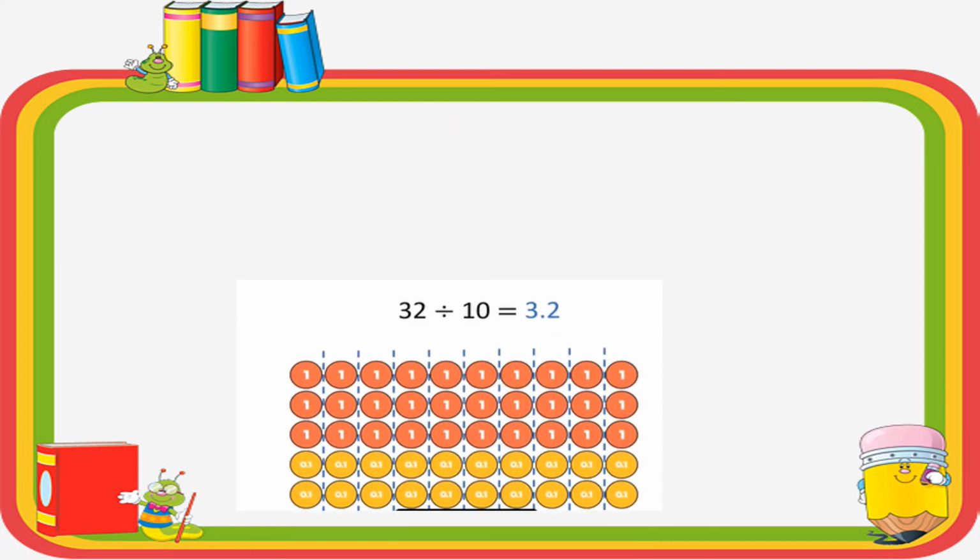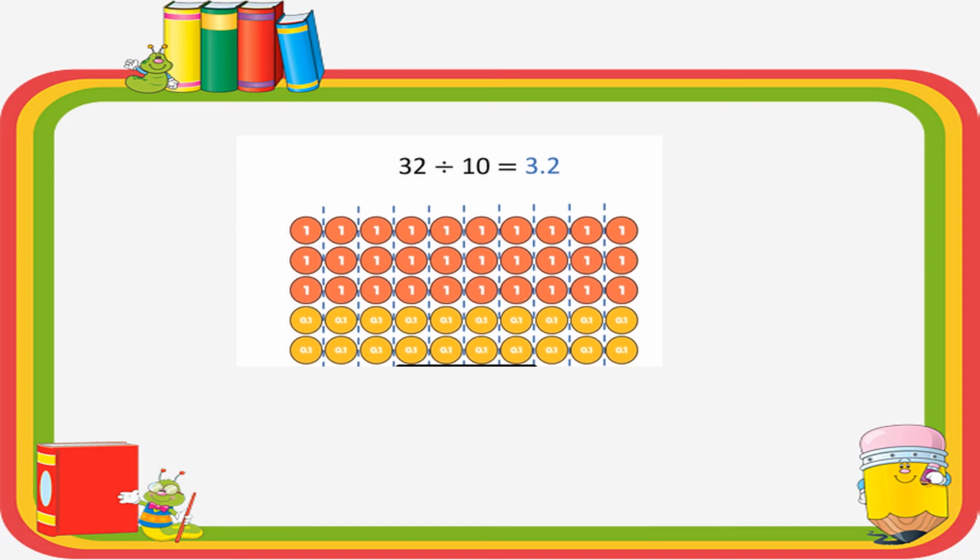So we could do this. So here is 32 divided by 10. So first, using our counters again, we have 30, 10, 20, 30, and our 2 ones. So we have 1 and then 2. So when we partition this into 10 equal parts, in each column we are going to have 1, 2, 3, and then 0.1, 0.1, and 0.1 plus 0.1 gives us 0.2. So we have 3 plus 0.2, which gives us 3.2. So in each column we have 3.2.